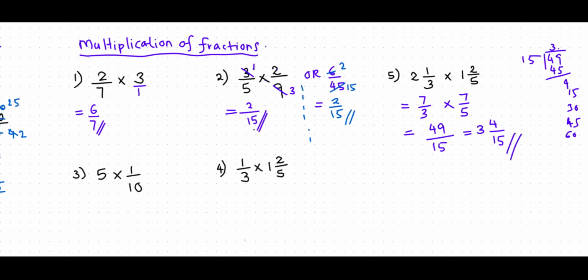This one, 5 is a whole number. So I can write the denominator as 1. Then check whether you can cancel. We can, no? This is 5 times 1. This is 5 times 2. Now multiply. 1 times 1 is 1. 1 times 2 is 2. Half is the answer.